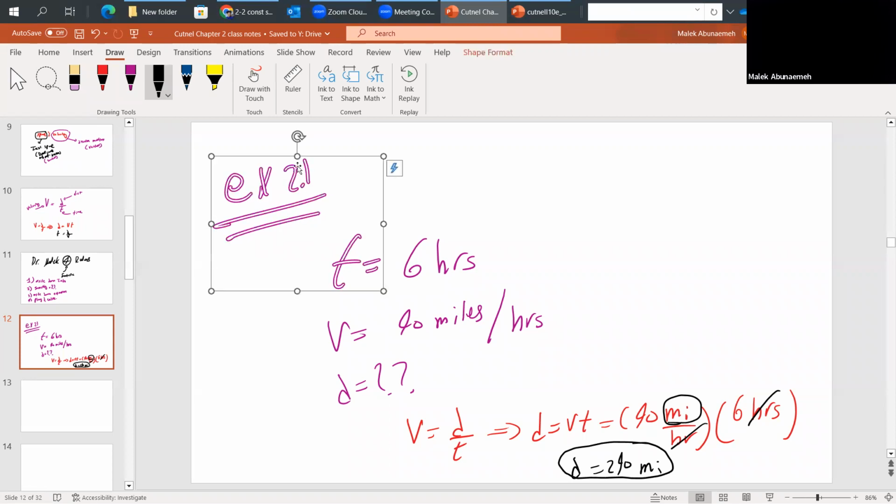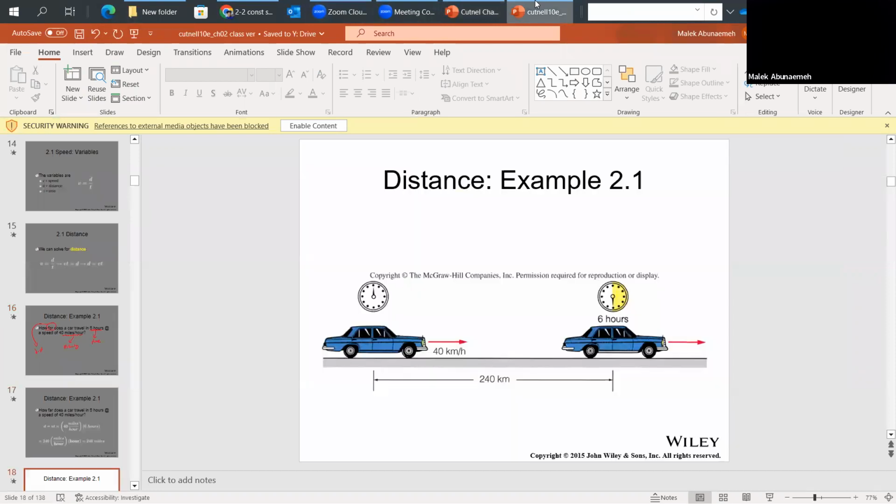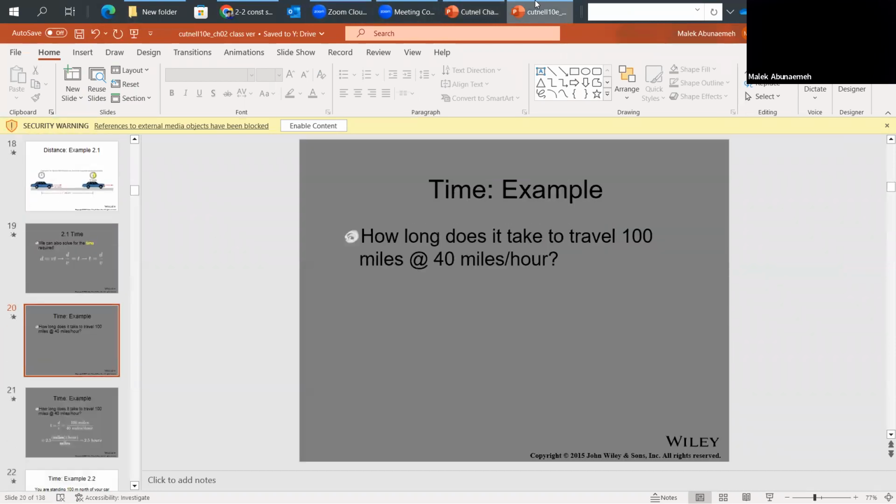Let's do another example, shall we? Let me go ahead and save this. Let's say, how long does it take to travel 100 miles at 40 miles per hour? So this time we got a distance of 100 miles. So that's going to be your 100 miles. So there's going to be your distance, and this is going to be 40 miles per hour. That's going to be your velocity.